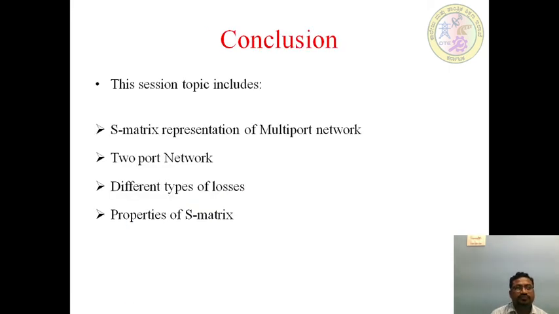Then finally we conclude that in this session we came to know the S matrix representation of a multi-port network, a two-port network analysis for the S parameters, and different types of losses and properties of the S matrix.